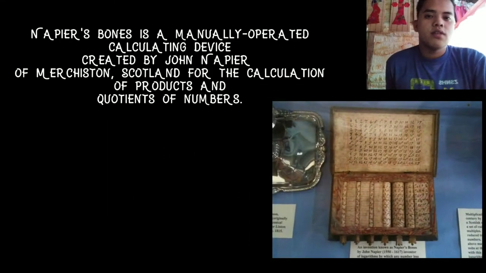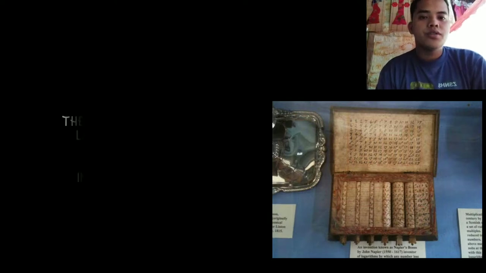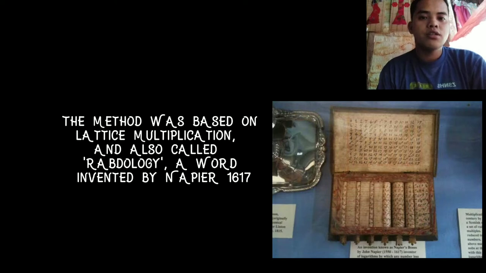Napier's bones is a manually operated calculating device created by John Napier of Merchiston, Scotland for the calculating of products and equations of numbers. The method was based on lattice multiplication and also called rhabdology, a word invented by Napier. Napier published his version in 1617.